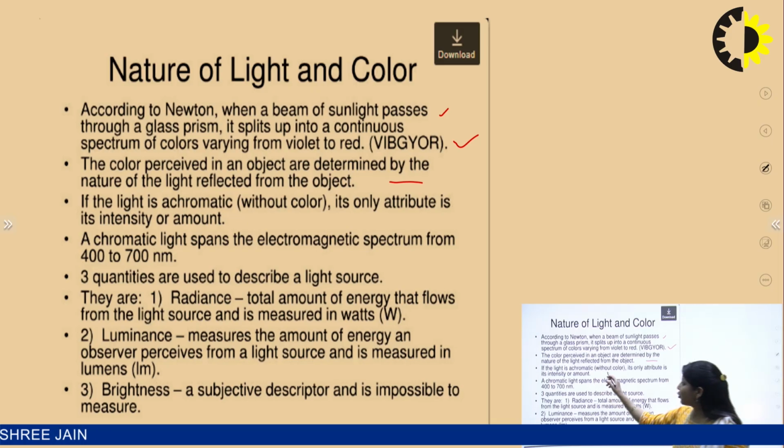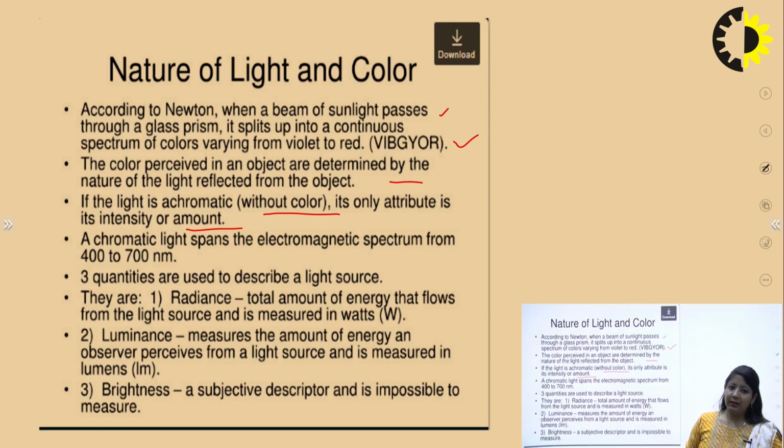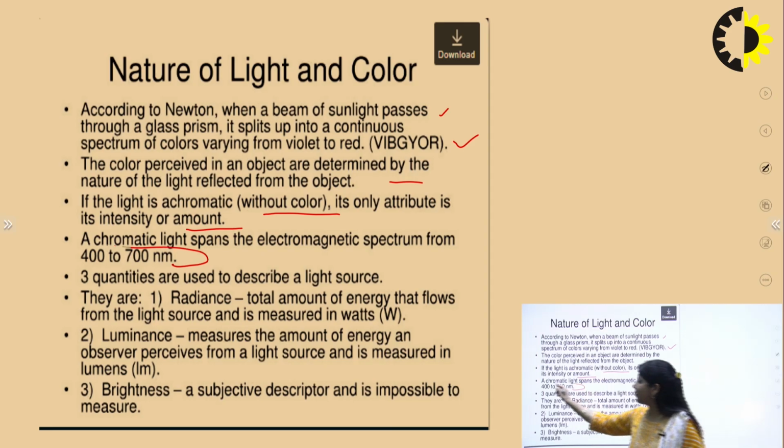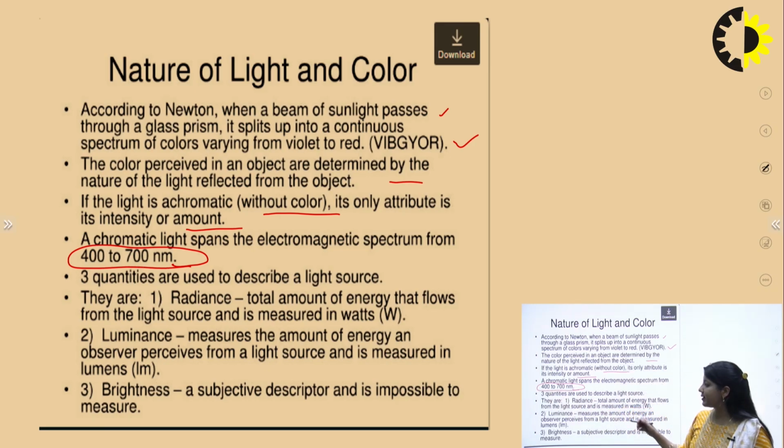So light is achromatic. Without color, its only attribute is intensity or amount. So we know the light has intensity, and when it passes through a prism it generates different colors. The visible spectrum range is 400 to 700 nanometers.